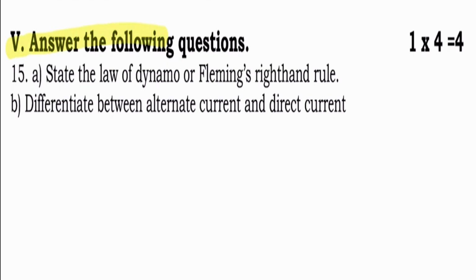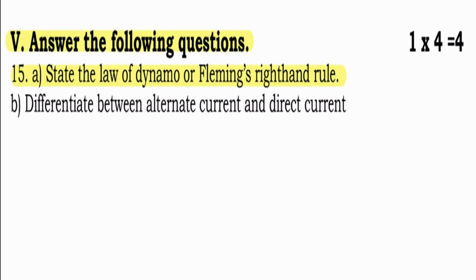Fifth main, answer the following questions. 15th A. State the law of dynamo or Fleming's right-hand rule. Fleming's right-hand rule states that if you hold your right hand with the thumb, index finger and middle finger mutually perpendicular to each other and align your thumb in the direction of motion of a conductor, your index finger in the direction of magnetic field, then the middle finger will point the direction of induced current. This rule helps in determining the direction of induced current in a conductor moving in a magnetic field.